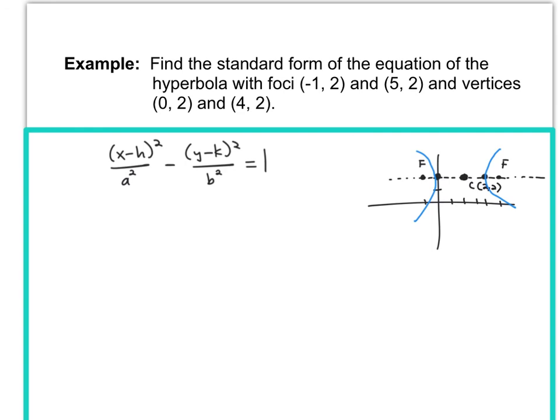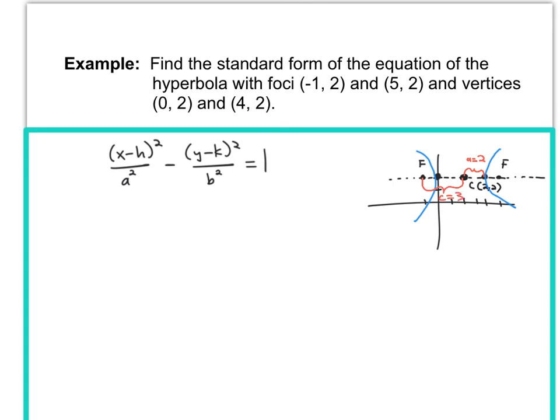Okay, so let's look at some of our numbers. We need to just find a and b. Well, I can see on my drawing that the distance from the center to my vertex is 2 units. So that means this distance, which is a, would be 2. If I look at the distance from the center to the focus, that tells me that c is 3.